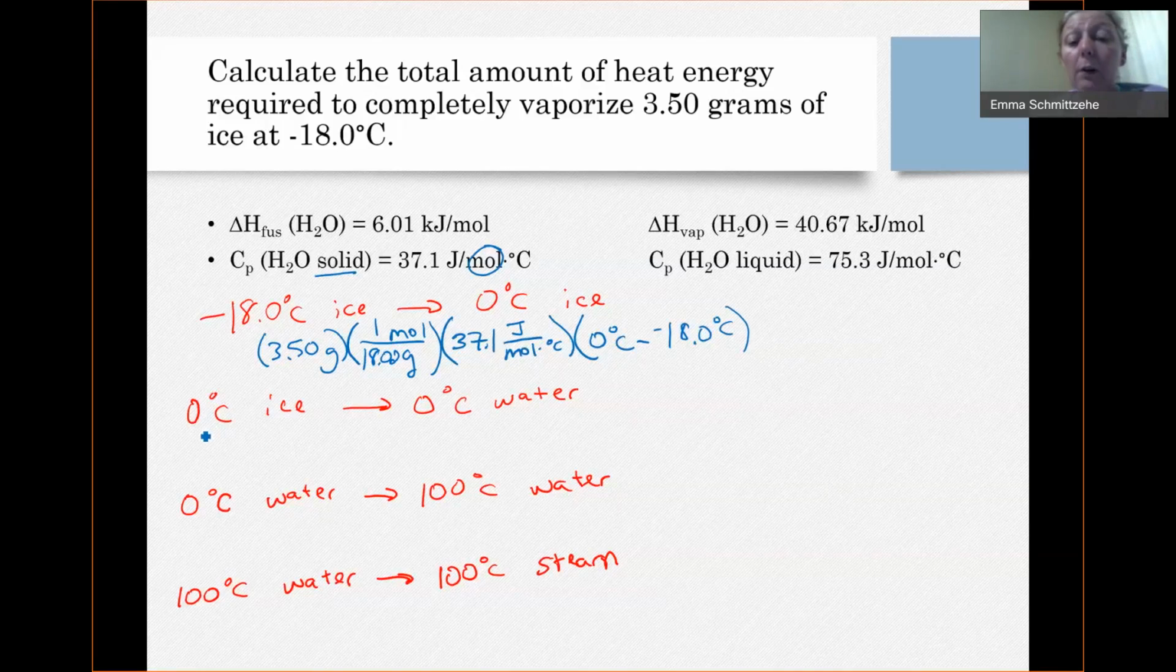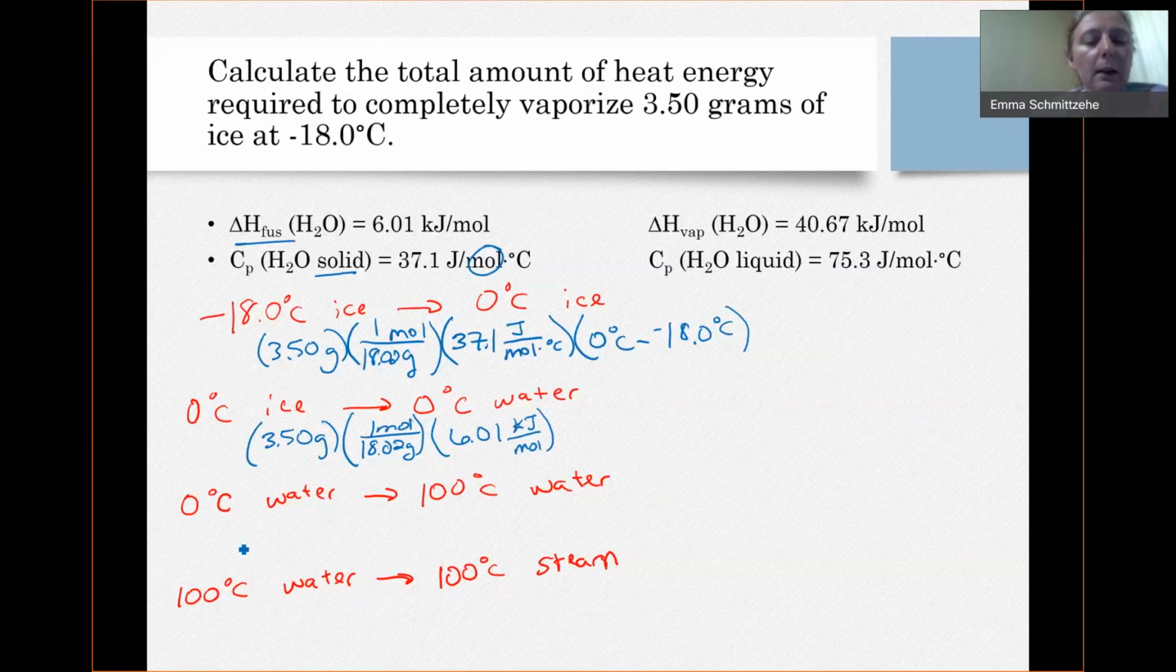So we've got now a phase transition. We're going from ice to water. So I'm going to take my amount, the 3.50 grams, and I need the enthalpy of fusion, which is given here, and it's in kilojoules per mole. So I again need to convert this to moles, so it's that same conversion. You could just do this off to the side and just use the number of moles in the calculation instead. Either way works. And then I multiply by the enthalpy, the 6.01 kilojoules per mole.